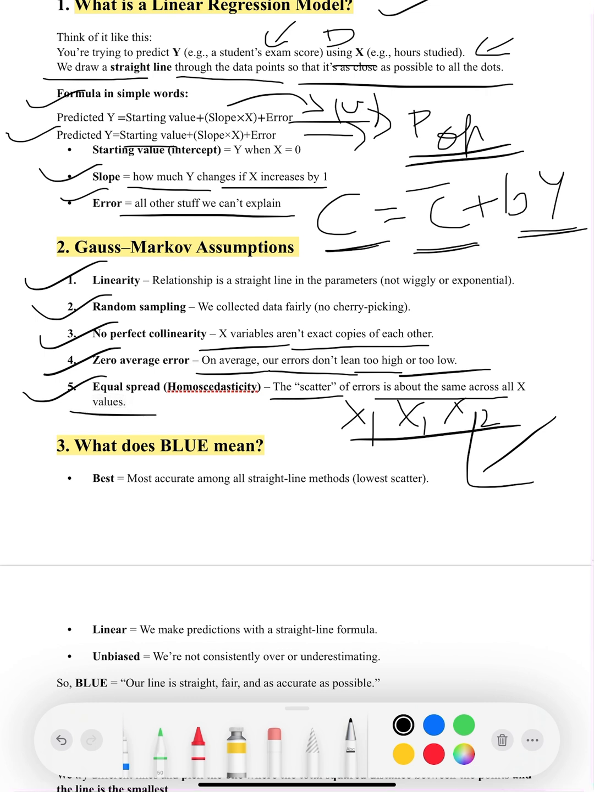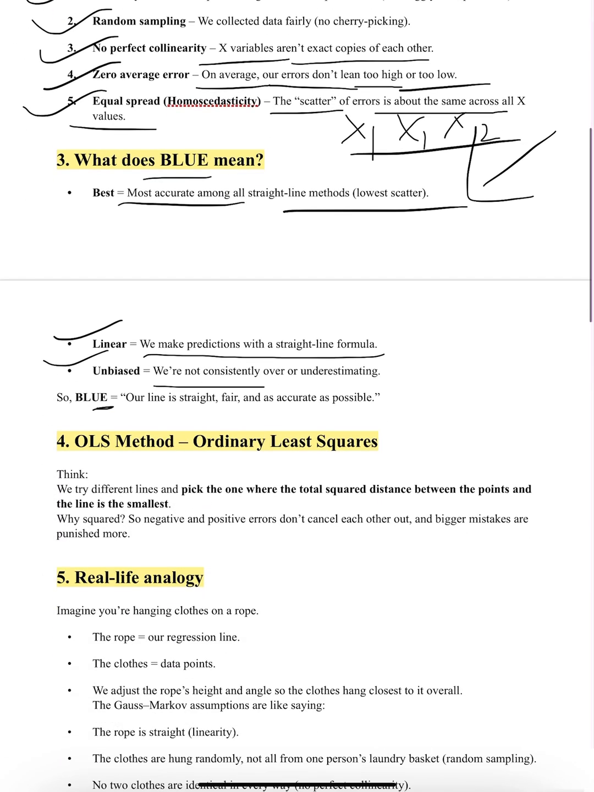Now, what does BLUE mean? BLUE means best linear unbiased estimator. E stands for estimator. What do you mean by best? Most accurate among all the straight line methods, which shows the lowest scatter. Linear, the prediction should be in a straight line formula, and unbiased, that means we are not consistently over or underestimating the estimators, right? So that is depicted or denoted by BLUE.